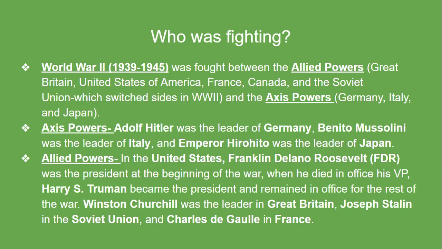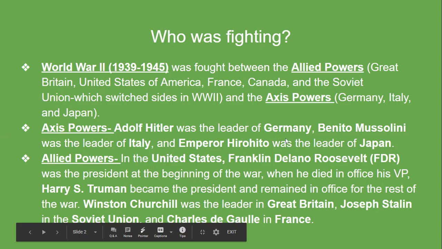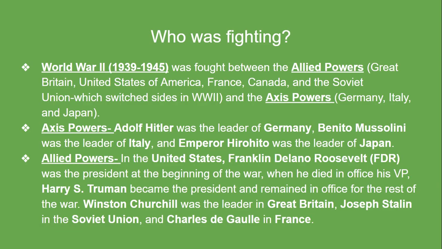So let's look at the two sides, who the leaders were. In the Axis powers, there was Adolf Hitler, who was the leader of Germany. Benito Mussolini was the leader of Italy. And Emperor Hirohito was the leader of Japan. Now, the Allied powers were made up of the United States, with Franklin Delano Roosevelt, better known as FDR, who was the president at the beginning of the war. Though when he died in office, his vice president, Harry Truman, became the president and remained in office for the rest of the war. Winston Churchill was the leader in Great Britain. Joseph Stalin was the leader of the Soviet Union, and Charles de Gaulle of France.